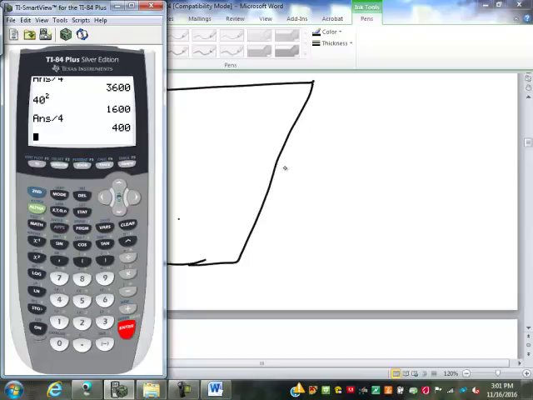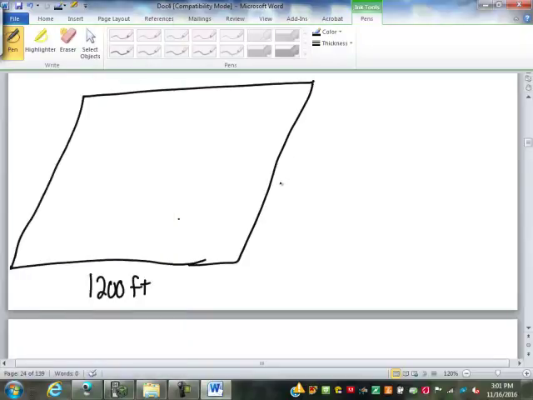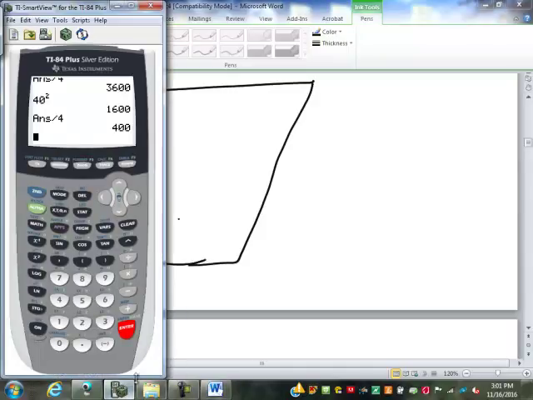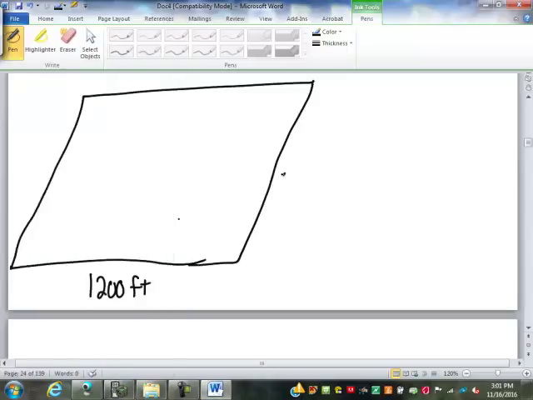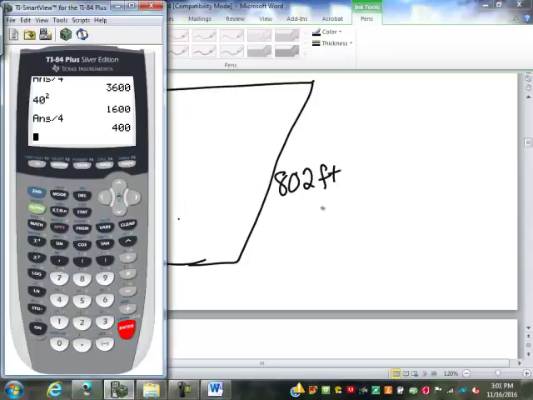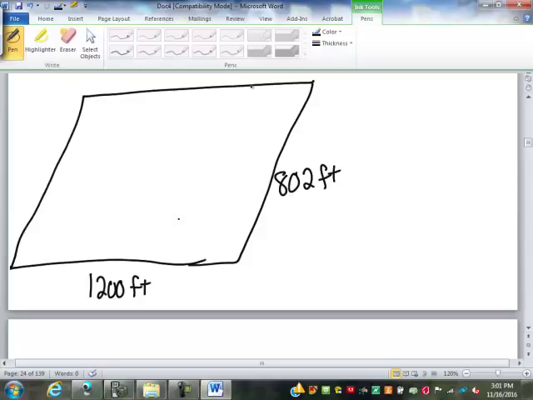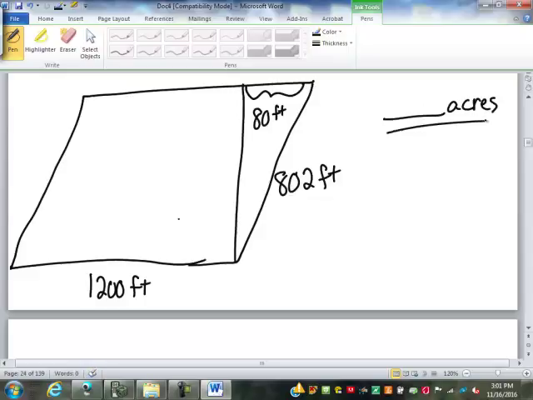So let's do this. Let's say that this is, that's not what I wanted, 802 feet. And that this down here is 80 feet. I want you to find the area of that in acres.